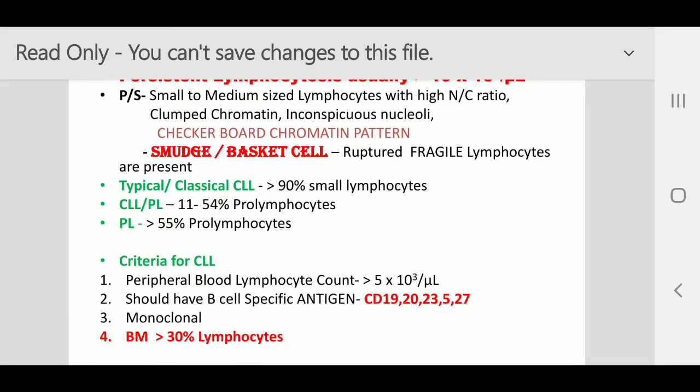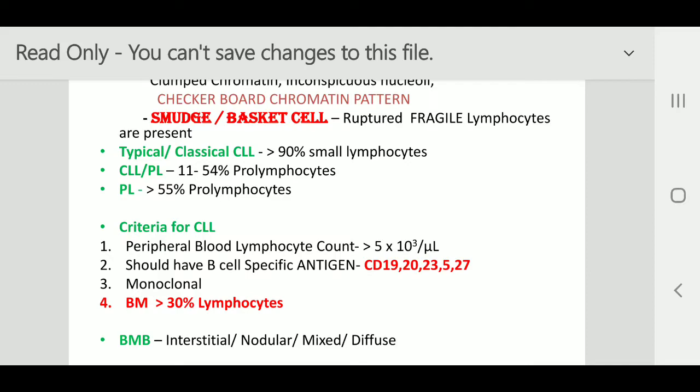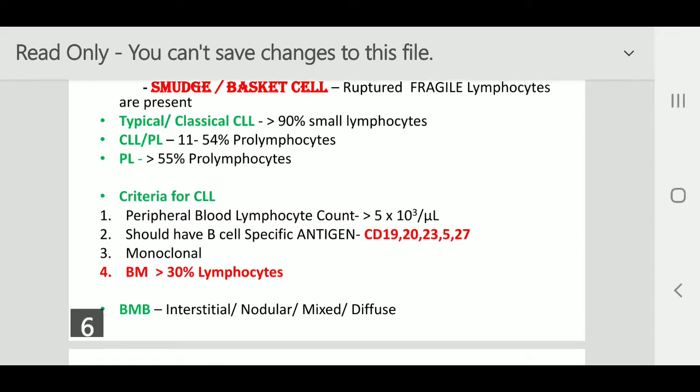The second important thing in CLL is that because there is accumulation of these non-proliferating cells, they are increased in number, but because being neoplastic and immature, they are fragile. So when we make the peripheral smear, these neoplastic cells rupture and present to us as smudge cells and basket cells. This is a very important key feature of all the CLLs. This is when we talk of typical or classic CLL, in which you have more than 90% of mature lymphocytes.